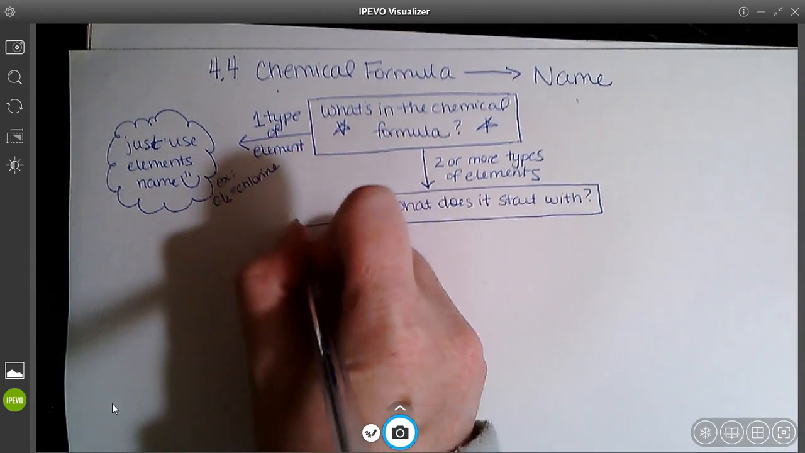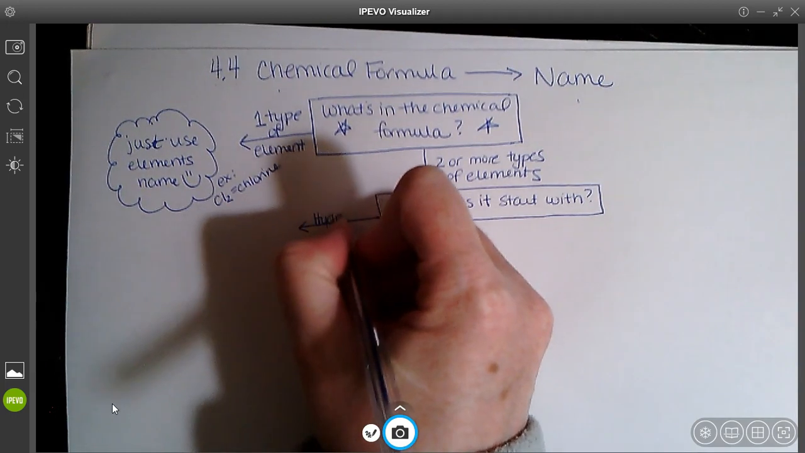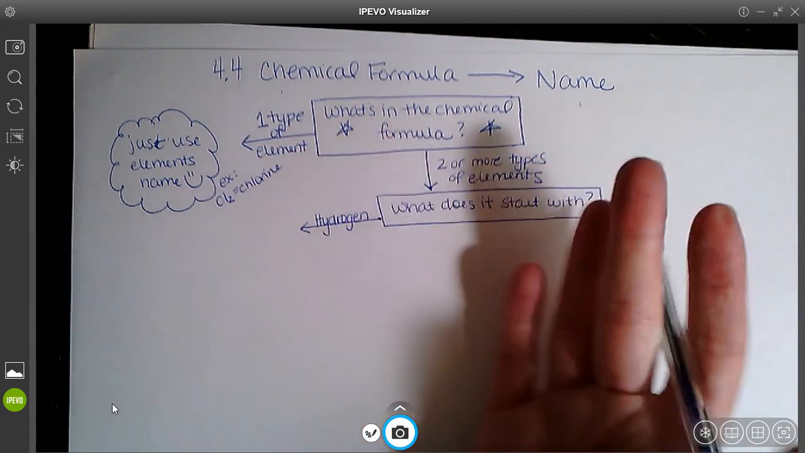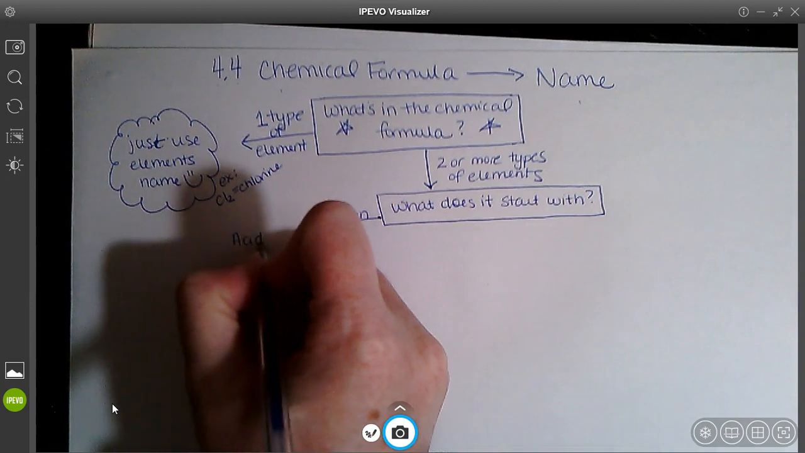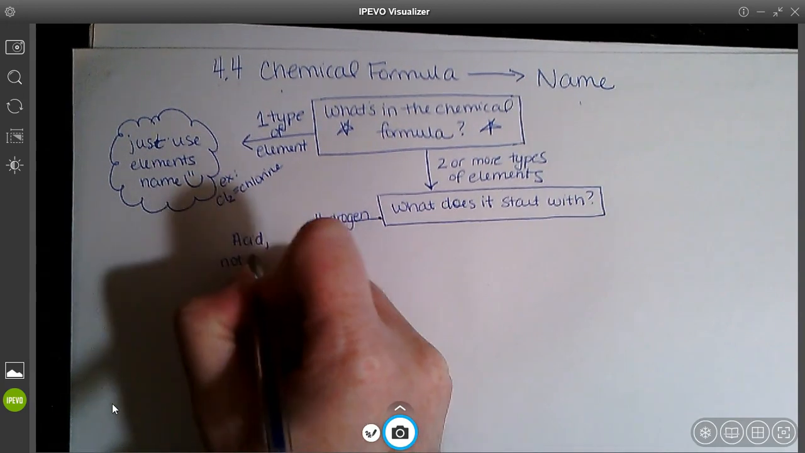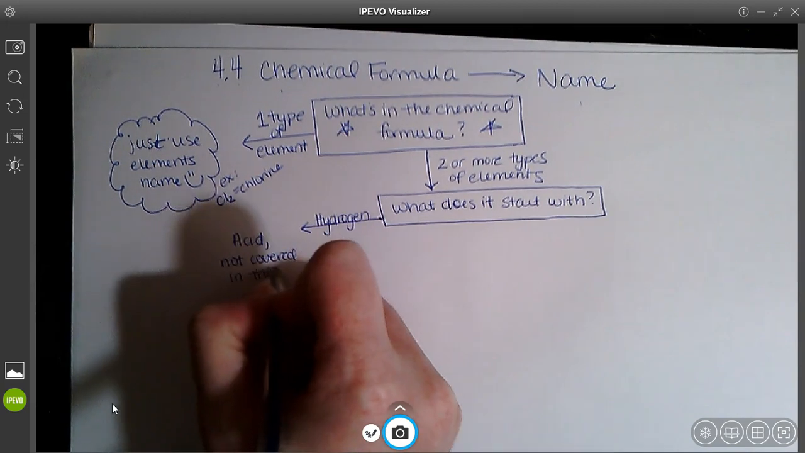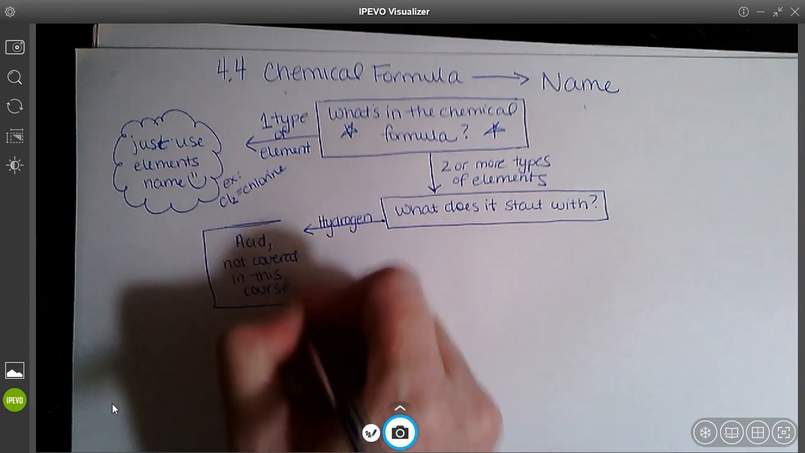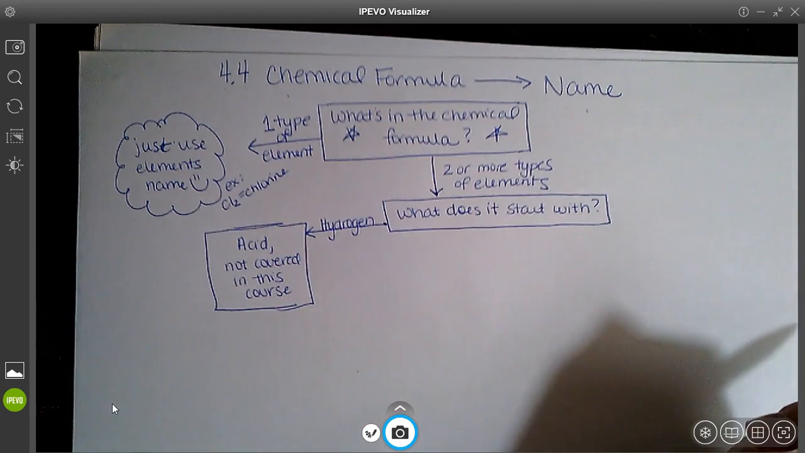So if it starts with hydrogen, it doesn't matter the numbers after it, just if it has H at the beginning, then this is an acid, and it's not covered in this course. Okay, so we're done. No acids. So if it starts with hydrogen, we're not going to learn how to name it.